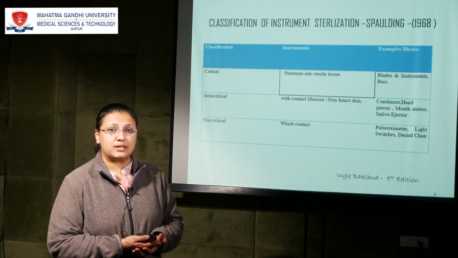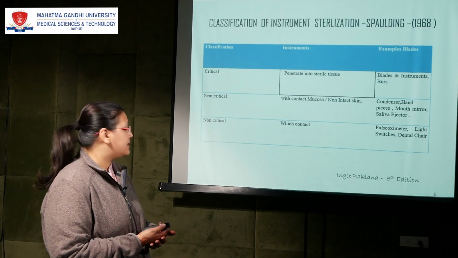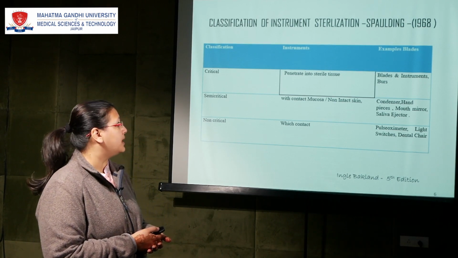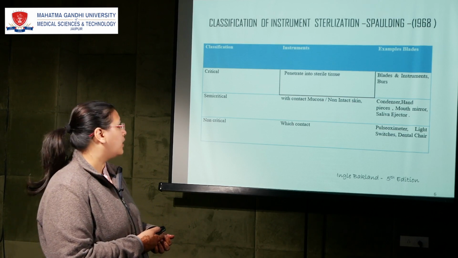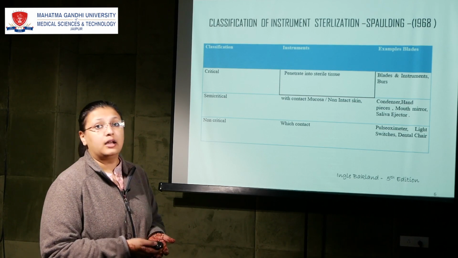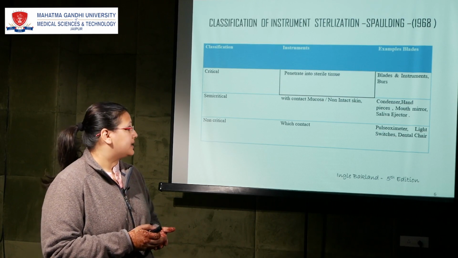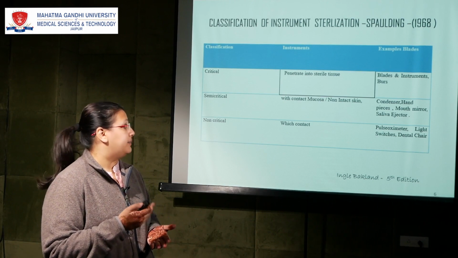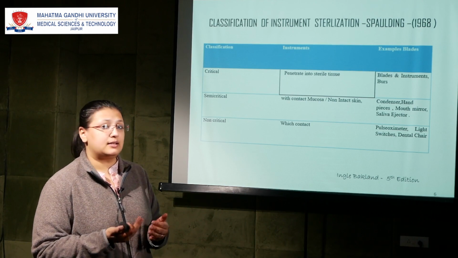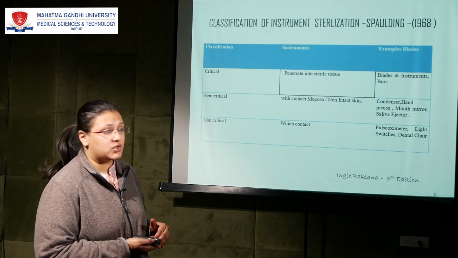The classification of instruments for sterilization was given by Spaulding. The instruments can be classified as critical, semi-critical and non-critical. Critical instruments penetrate into sterile tissue, so they would be blades, instruments or burs. Semi-critical instruments touch the mucosa but do not penetrate it, touching only non-intact skin. These can be condensers, handpieces, mouth mirrors or saliva ejectors. Non-critical instruments just contact intact skin, not mucosa, such as pulse oximeters, light switches and dental chairs.